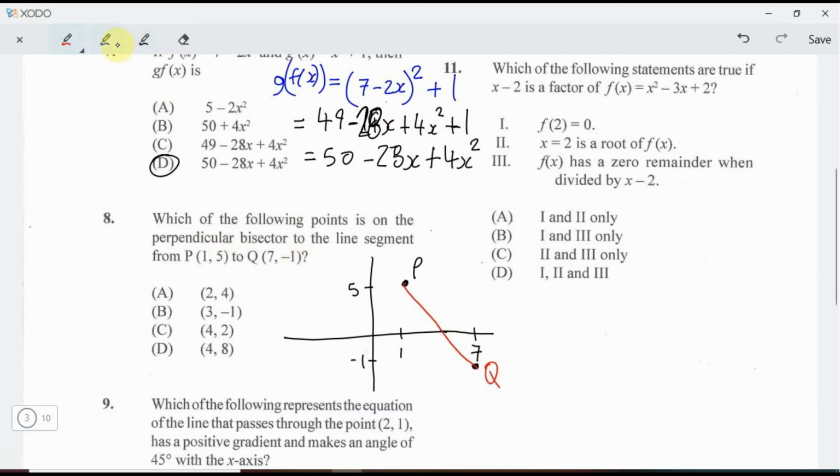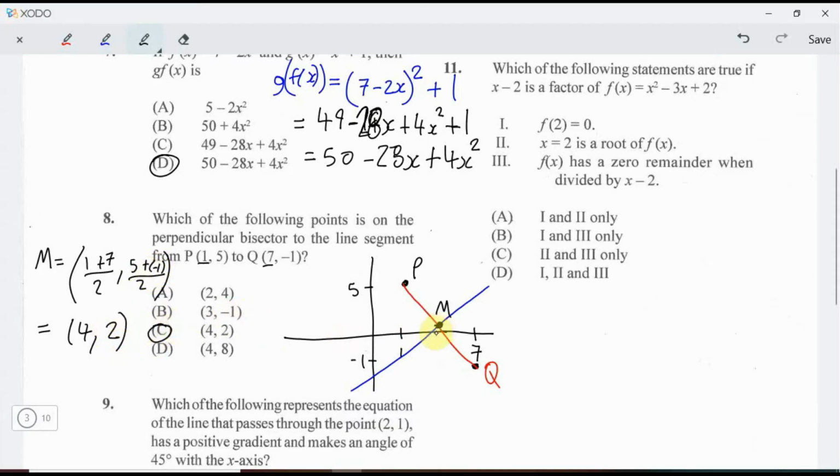Now, if you want the bisector of it, the bisector is a line that passes through the midpoint of PQ. The midpoint of PQ, we just need to find that. So let's find the midpoint of PQ. Let's call it M. So the midpoint, first it's the average of the x. So M will be equal to the average of the x, 1 plus 7 over 2, comma, 5 plus negative 1 over 2. That will work out to be 8 over 2 is 4. 5 minus 1 is 4. 4 over 2 is 2. That's 4, 2. Which makes sense, fits our diagram. Option C. Nice.